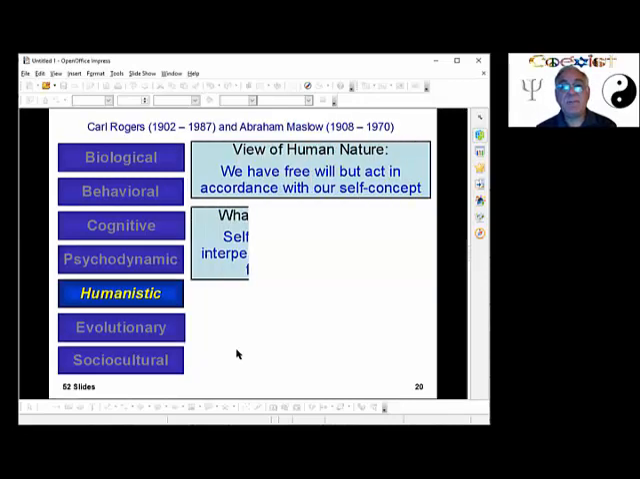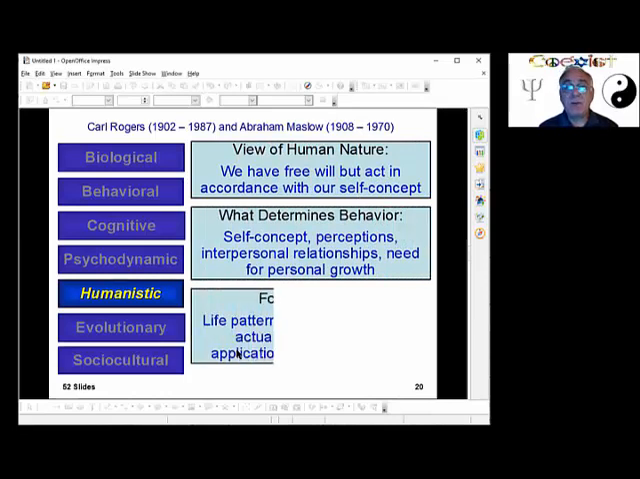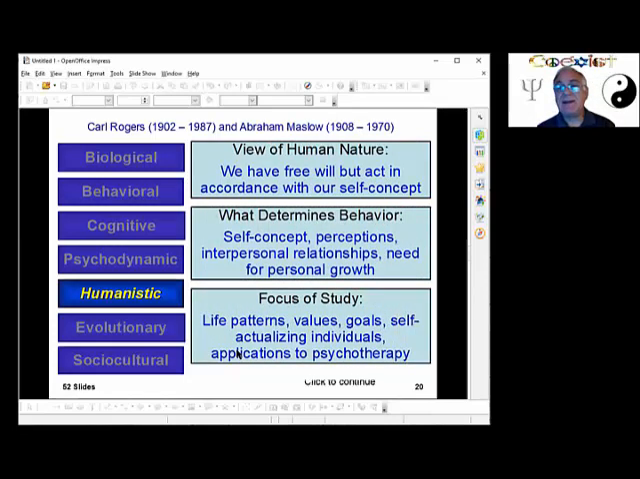The humanistic group is a fairly new group. Carl Rogers was born in 1902, died in 1987, and Abraham Maslow was born in 1908 and died in 1970. You can see they're right along with each other, and they liked each other, they knew each other, and they collaborated together. The humanistic view is the third view in psychology. Before that, you only had the psychodynamic and the behavioral. Those were the two views that everybody talked about. And then the humanistic view came along. According to them, we have free will, but we act in accordance with our self-concept.